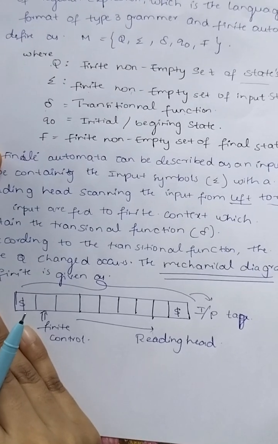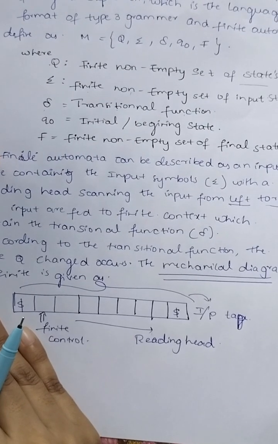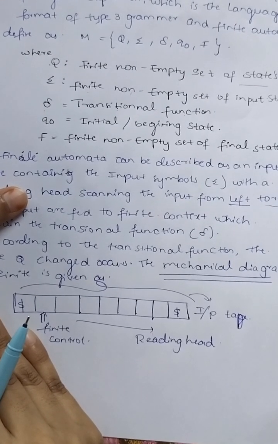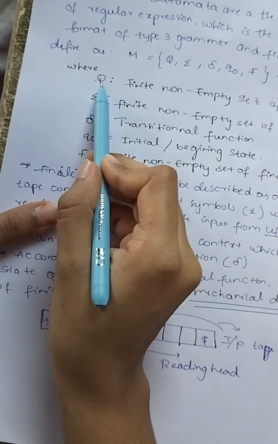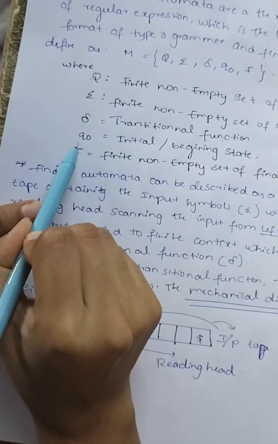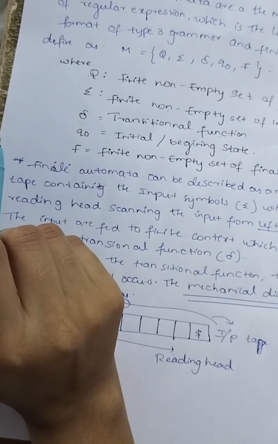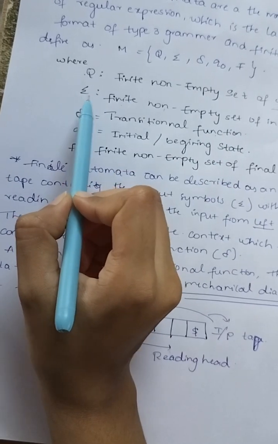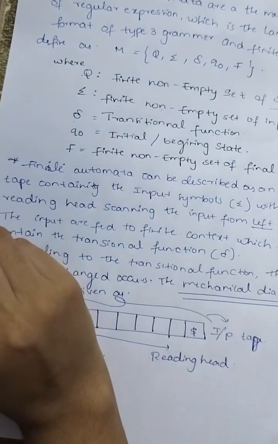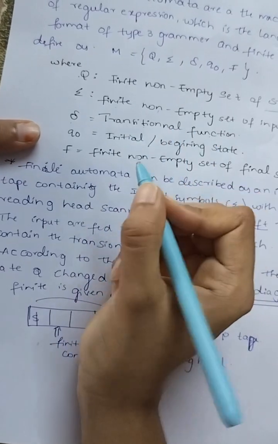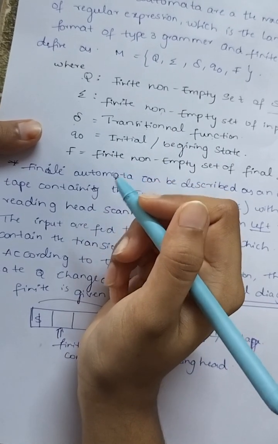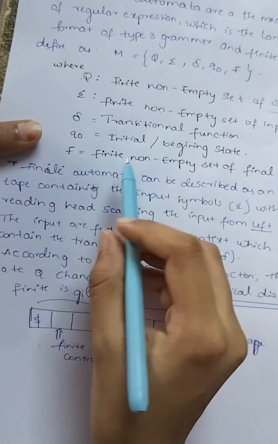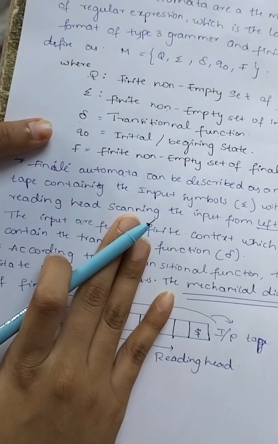As in the last video, we have seen the finite automata, which is the finite automata machine format. So we are going to see what is the machine format here. Q, Σ, δ, q0, F are the set of the finite automata, where Q is the finite non-empty set of states, Σ is the finite non-empty set of input symbols, δ is a transition function, q0 is the initial or beginning state of the finite automata, and F is the finite non-empty set of the final states.